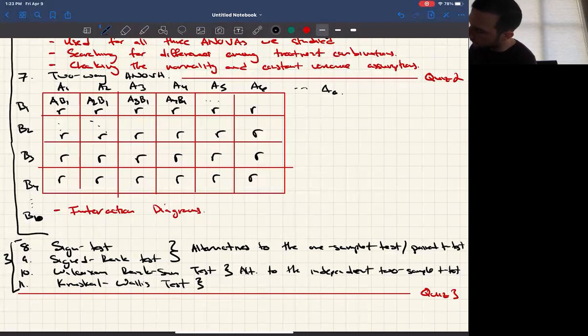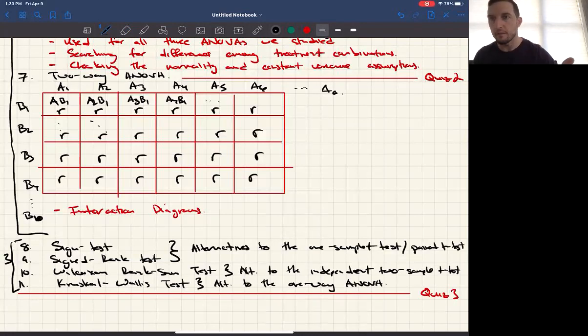And then the Kruskal-Wallis test is an alternative to the one-way ANOVA. So the data types that would submit to these procedures are the same as the data types that would submit to the 1 sample test, the 2 sample test, and the one-way ANOVA. The difference here is simply whether or not we can verify that normality assumption.